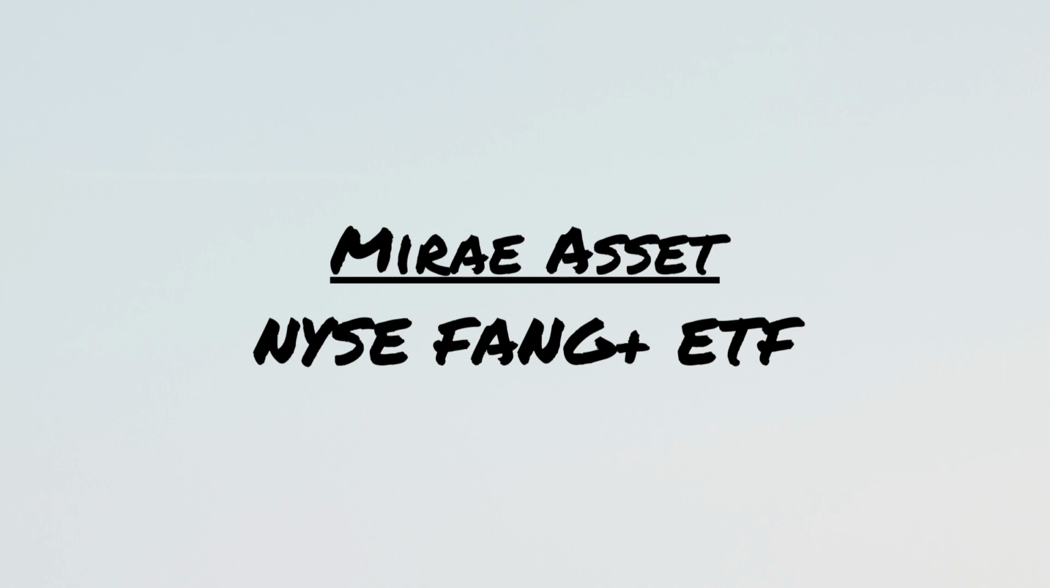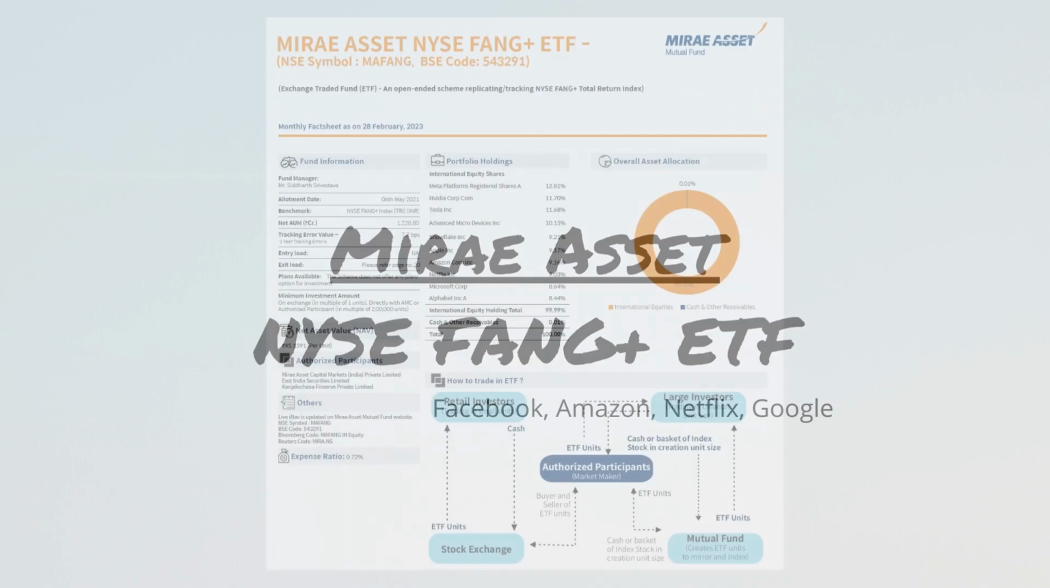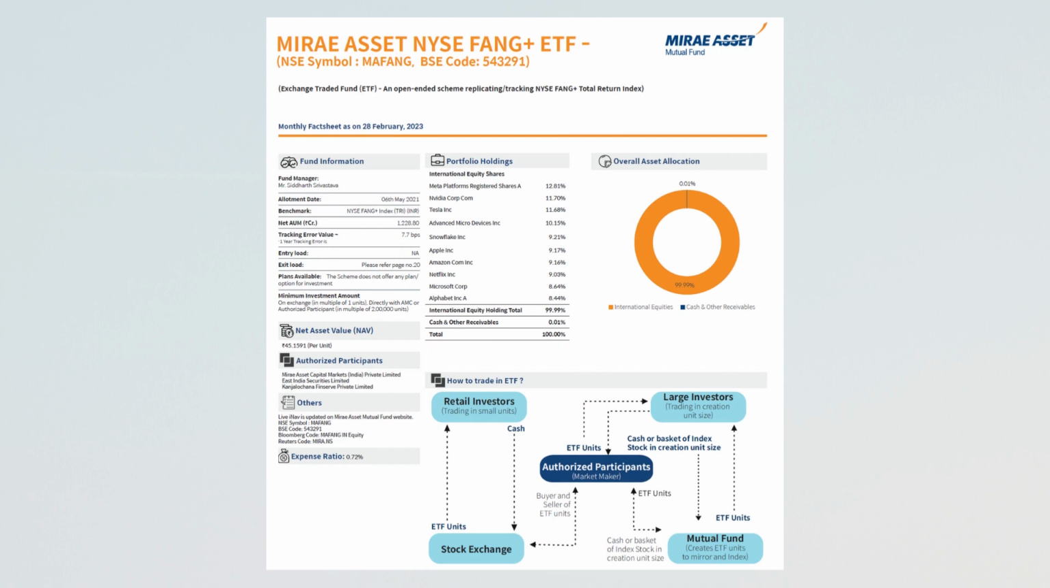FANG is nothing but Facebook, Amazon, Netflix, Google, and others. These are the primary ones. It's generally just a terminology for popular technology stocks. This particular one is an ETF, which we're discussing, but the same thing is available as a mutual fund also, so the same fund house will give you both options. Now the significant difference, like we already discussed before, is that an ETF will always come with lesser expense ratios and lesser charges.